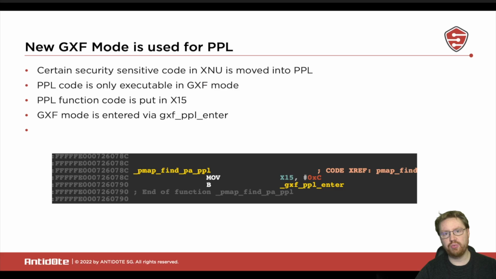The way this works is that when you have a PPL function like here, pmap_find_pa_ppl, what it will do is take the handler code, which is in this case 12, write it to x15, and then jump to this gxf_ppl_enter function, which will take care of entering GXF mode and executing the handler.